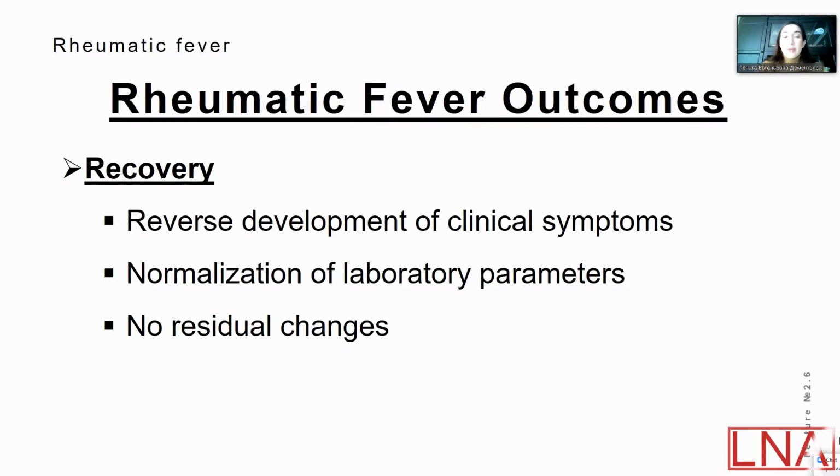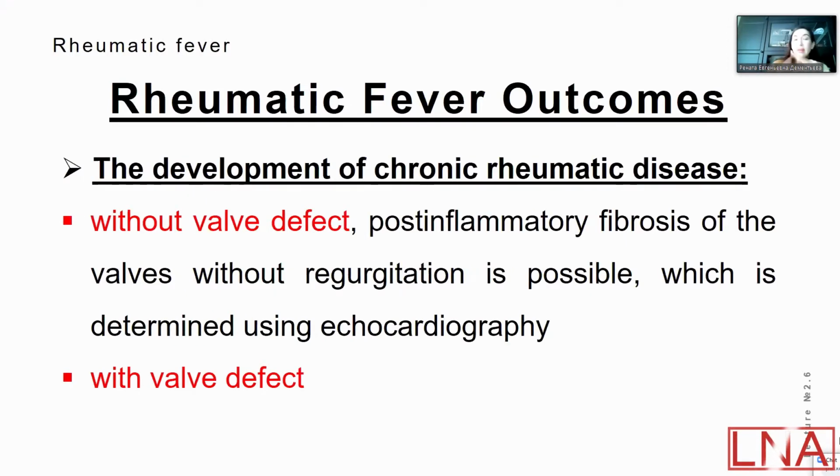Rheumatic fever outcomes: recovery means reverse development of clinical symptoms, normalization of laboratory parameters, normalization of general blood tests, biochemical tests, and pro-inflammatory tests, with no residual changes. The development of chronic rheumatic disease without valve defect is post-inflammatory fibrosis of the valve without regurgitation, which is determined by many methods, or with valve defect, and we can confirm this valve defect.